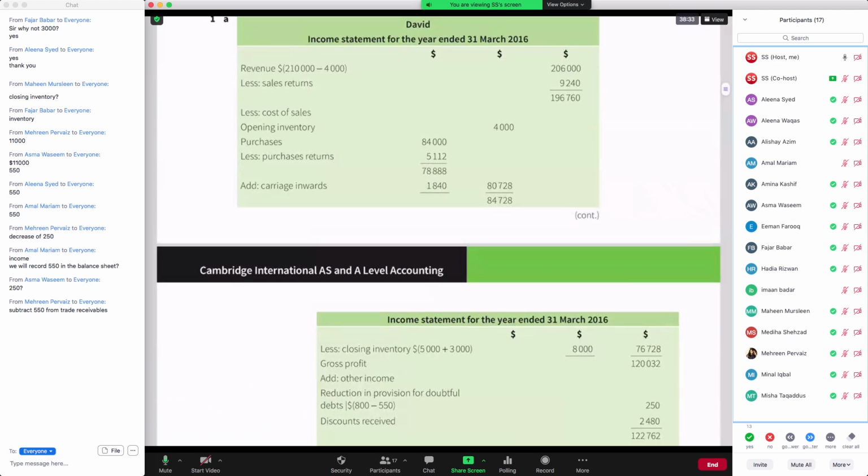Okay, this is up to the gross profit and the other income section. You have a decrease in the provision for doubtful debts and you have discount received, two other incomes. Your gross profit should come out to be 120032, as is obvious on the screen. And then you should have two other incomes. You should include them. If your answer is fine, great. Otherwise, you can unmute your mic and ask me. I can explain your mistake if there is any.